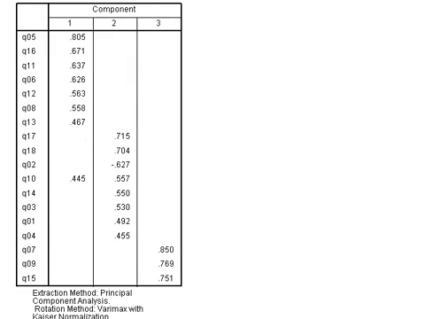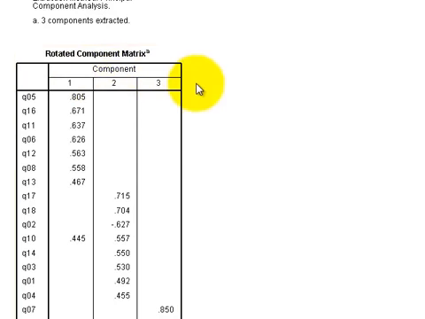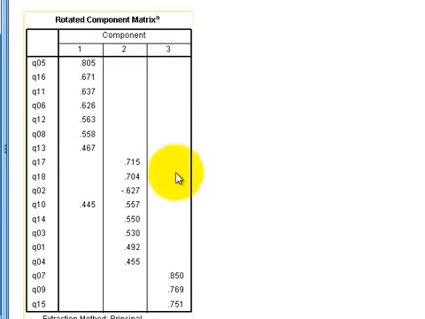This is our important box right here. Rotated component matrix. So this is going to tell us which question is under which factor. So according to this, the new component, factor 1, has question 5, 16, 11, 6, 12, 8, 13. So those questions are strongly related. So whatever they're measuring must be relatively the same thing. The second factor, the second component, has these questions underneath it, 17, 18, 12, and so on. And the last factor only has 3 questions underneath it, 7, 9, and 15.